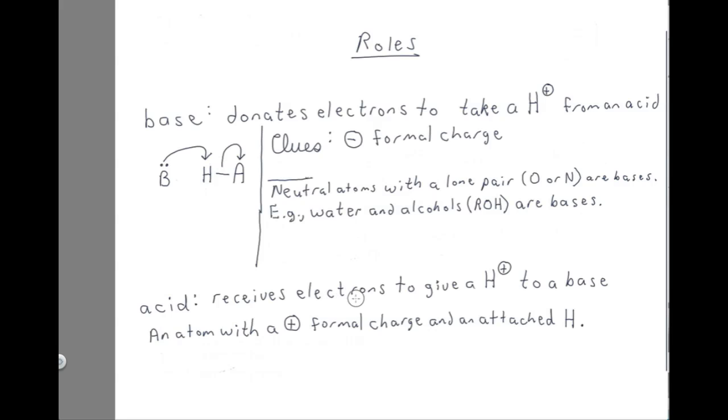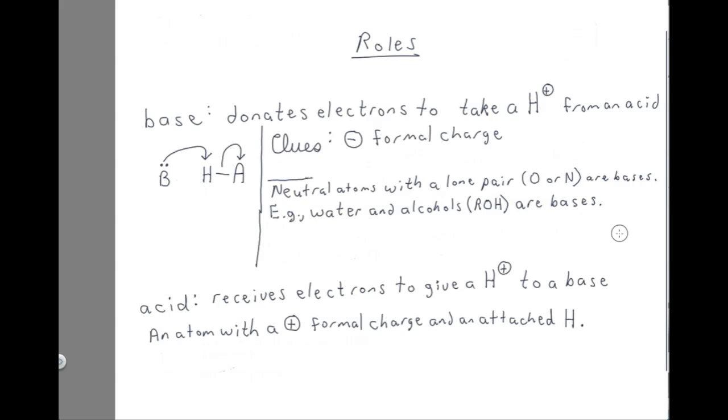Now, of course, there's another obvious requirement for being an acid. In order to be an acid, you have to be attached to a hydrogen, right? Remember, the whole definition of an acid is something that can give up its hydrogen. An acid has to be able to give up its H+. It can only do that if it has an H. You can see here that to be an acid, you have to be connected to an H. So the clue here is that you have to have a positive formal charge and be attached to a hydrogen that you could give up to the base.